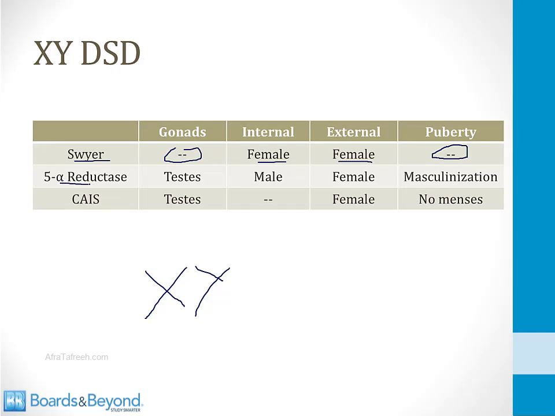In a 5-alpha reductase deficiency, the child has abdominal testes, internally the child is male, externally it appears female, and at puberty there is masculinization. And finally, in androgen insensitivity syndrome, the testes are found in the abdomen. Internally, there are no structures whatsoever. Externally, the child appears to be female, and at puberty there is no menses, but you can see breast development.